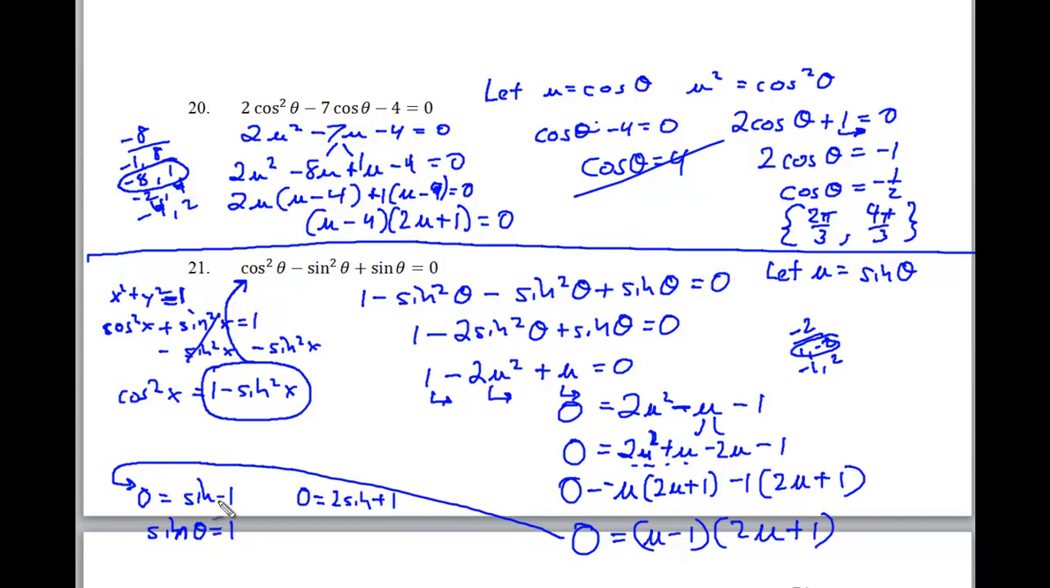Sine of theta is equal to 1 because if I move the 1 over to the other side, it makes a positive 1. And in this case, I'm going to move the 1 to the other side. So this is positive, so it's now negative 2 sine of theta. So sine of theta is equal to negative 1/2. Now I get to look at the unit circle, where sine is equal to 1, or where sine is equal to negative 1/2.